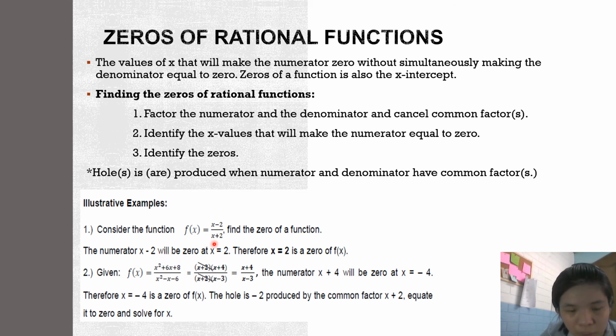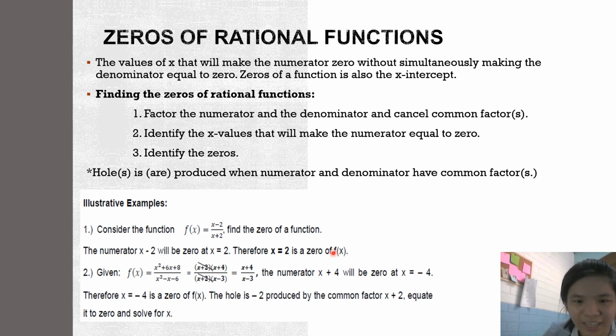So, the numerator is x minus 2, right? What is the value of x that will make the numerator x minus 2 equal to 0? That is 2, because 2 minus 2 equals 0, right? Therefore, x equals 2 is our zero of f of x.